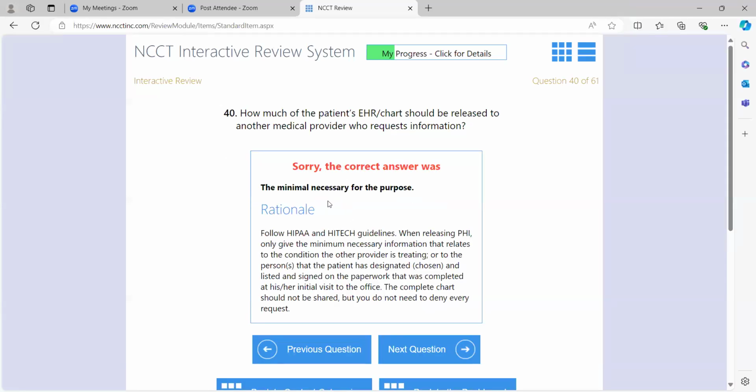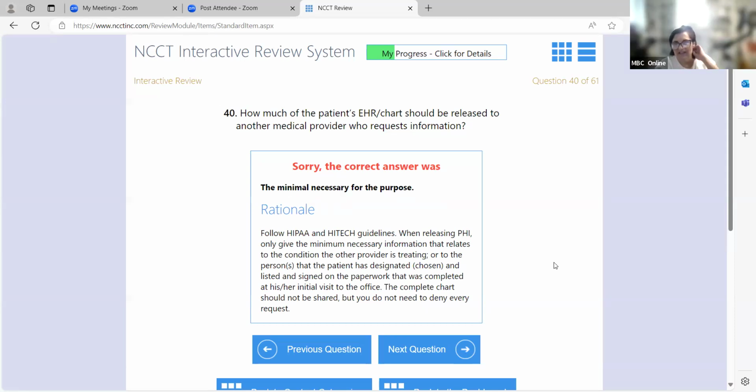No, it was B, the minimal necessary for the purpose. So if you were working for a provider's office and they said that they needed certain information, you only give them what they need for whatever they need. You would not send them the entire chart. If they were dealing with a patient with a broken leg, you would just send the information that pertains to that broken leg and that problem.